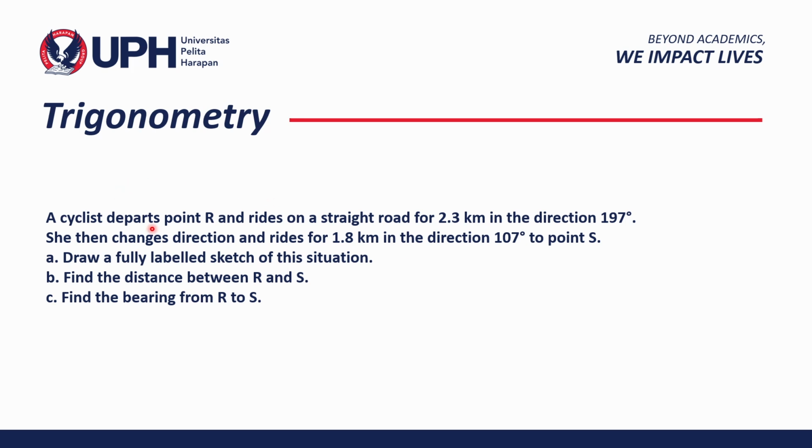The problem describes a cyclist who starts at point R and travels 2.3 km in the direction of 197 degrees. She then changes direction and rides for 1.8 km in the direction of 107 degrees to point S. We are asked to draw a sketch, find the distance from R to S, and determine the bearing from R to S.